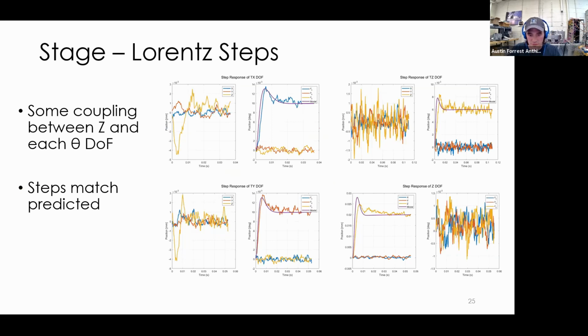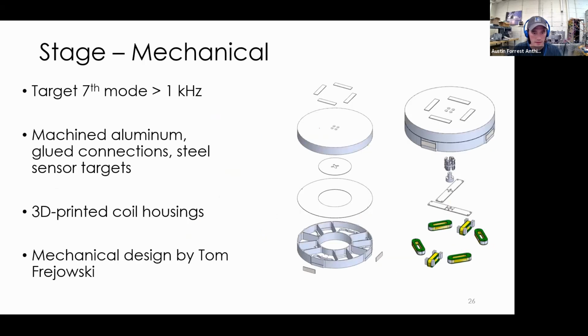Here are the other 4 degrees of freedom. I wasn't saturating in these, so it matches the model better. You can see clearly there's some coupling between Z and the theta degrees of freedom. I'm taking a step in theta and seeing the Z response, and that showed up in debugging the 6 degree of freedom stage later. Before I move on, I'll pause here and ask if there are any questions so far.